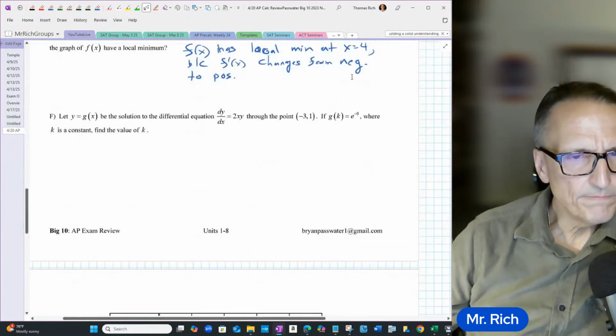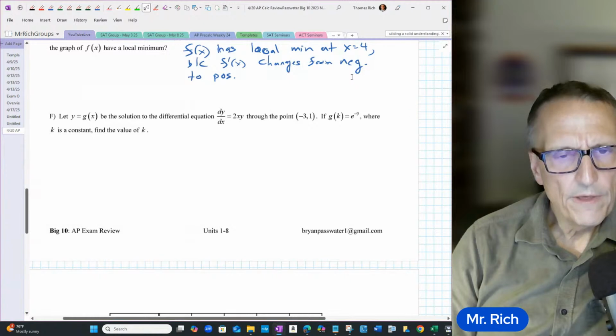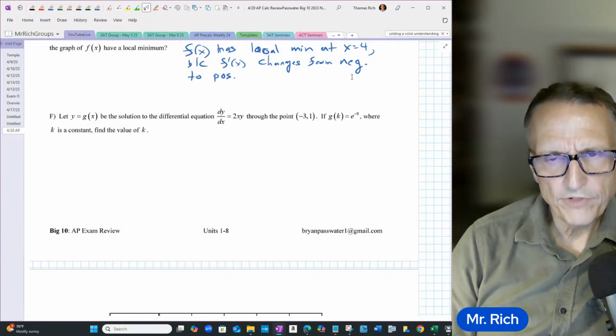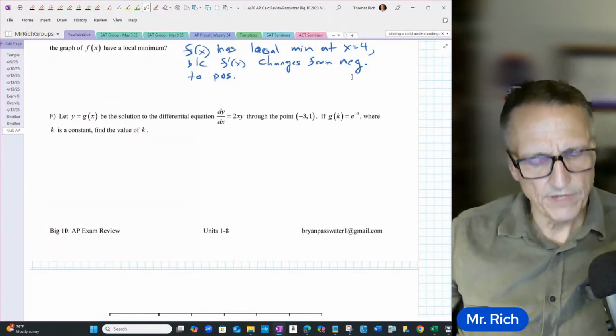Let's keep moving on. Let g of x be the solution to the differential equation dy/dx equals 2xy through the point negative 3, 1. If g of k is e to the negative 9, where k is a constant, find the value of k.